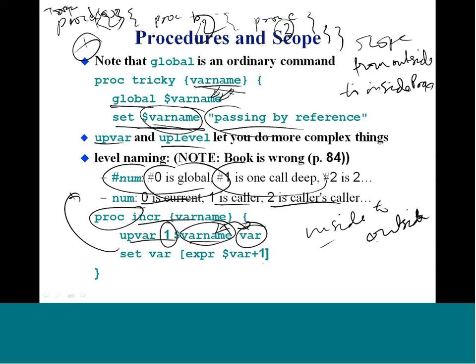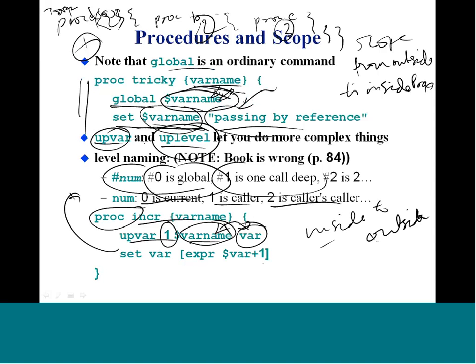So essentially, that's what is shown here. Just specifying $1 does not mean that it will get transferred. You need to make sure that it is defined somewhere else, and then you can use that inside this. And then there are two other commands, upvar and uplevel.